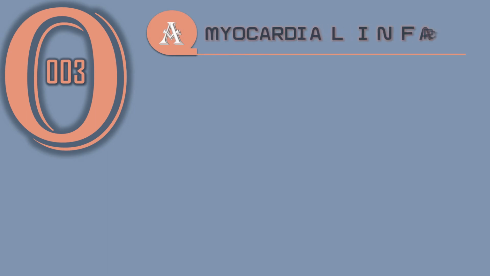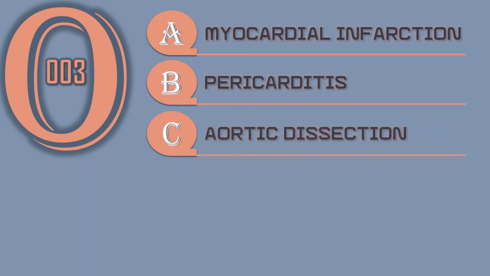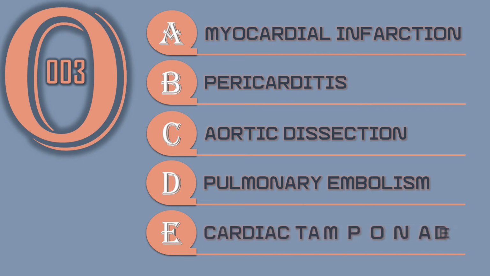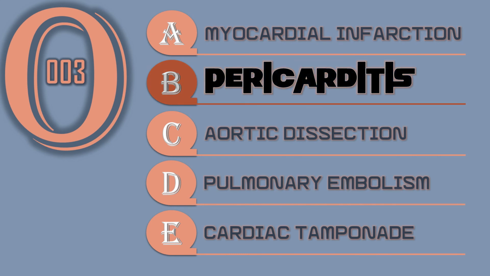Now let's check the options given and start discussing them. Option A, myocardial infarction. Option B, pericarditis. Option C, aortic dissection. Option D, pulmonary embolism. And option E, cardiac tamponade. The answer is, you guessed it. It is obvious by now that this is a classic case of pericarditis.